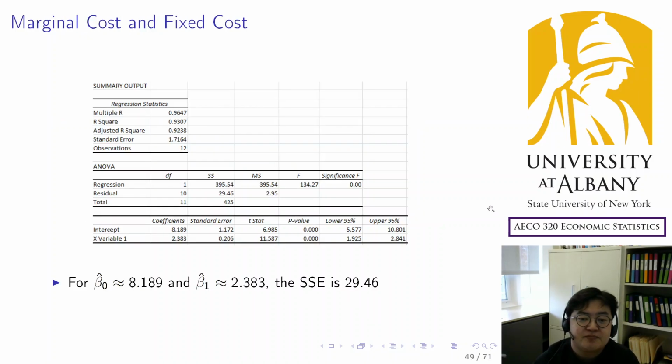Okay, and the result is these numbers, right? Following these numbers, you will get the minimum sum of squared errors, right? I will use sum of squared errors.